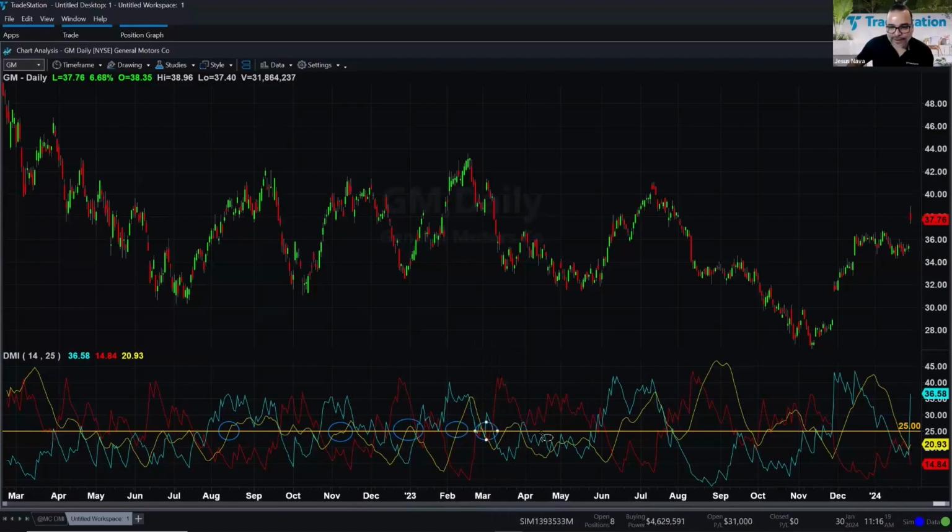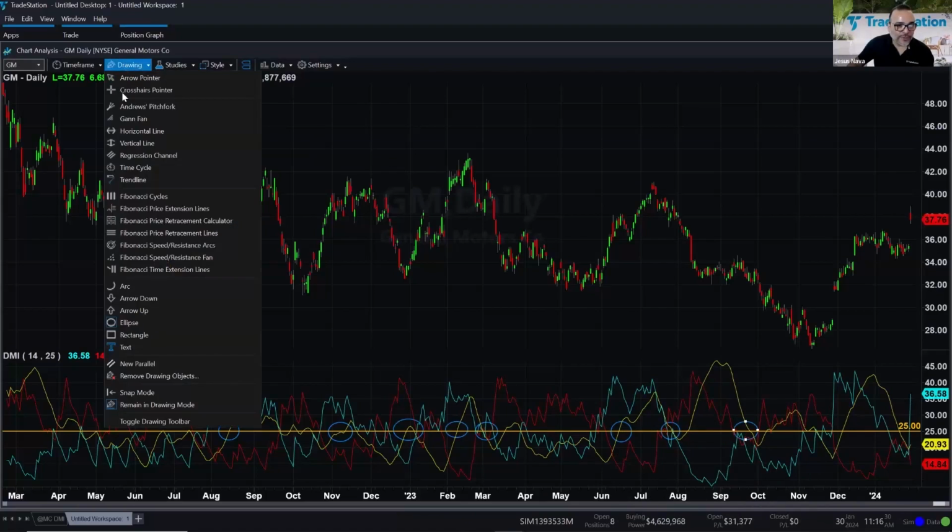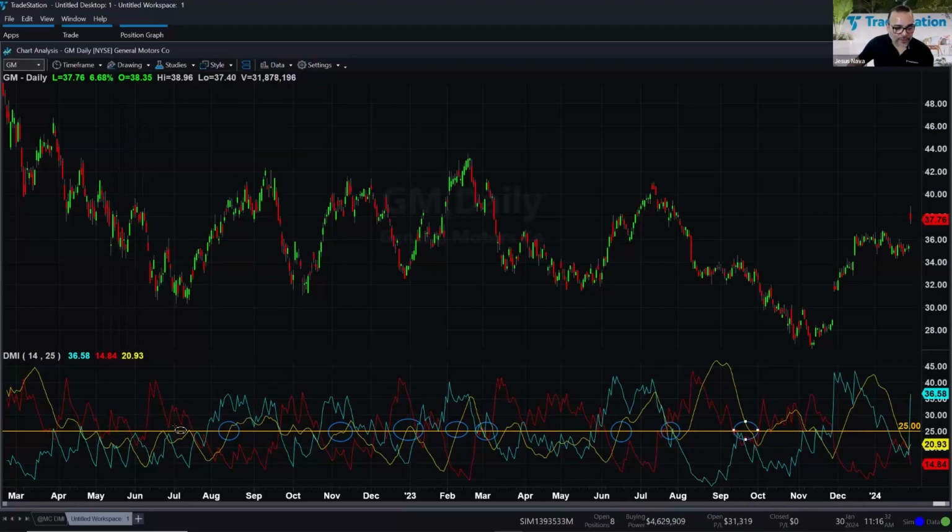Okay, these are some of the areas. These are not every single one, but some of the areas. I just want to see if it's a good value or not. This allows me to look at all those different values. Let me go back to drawing and check remain in drawing mode. I don't need it anymore.